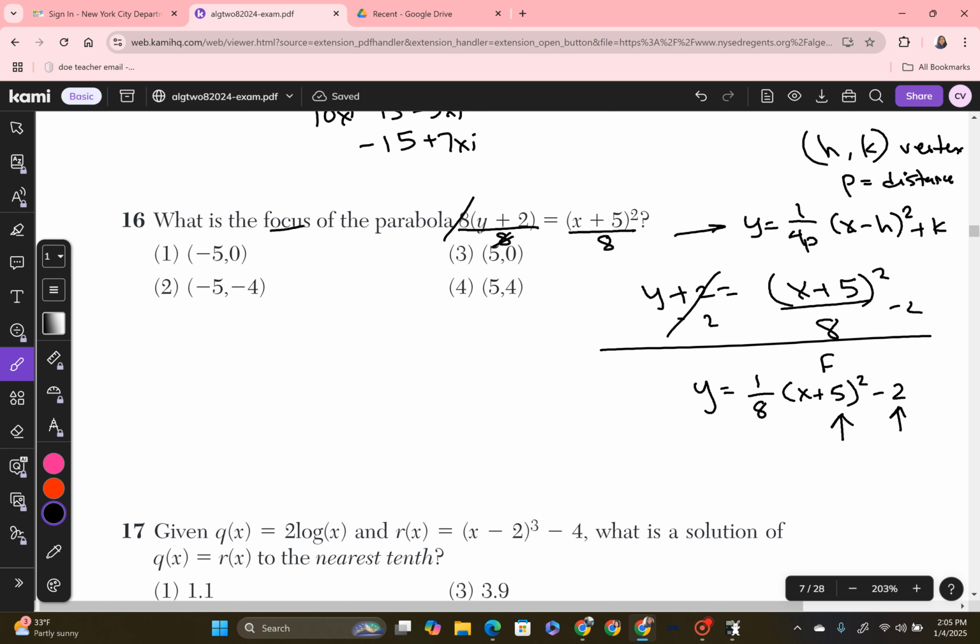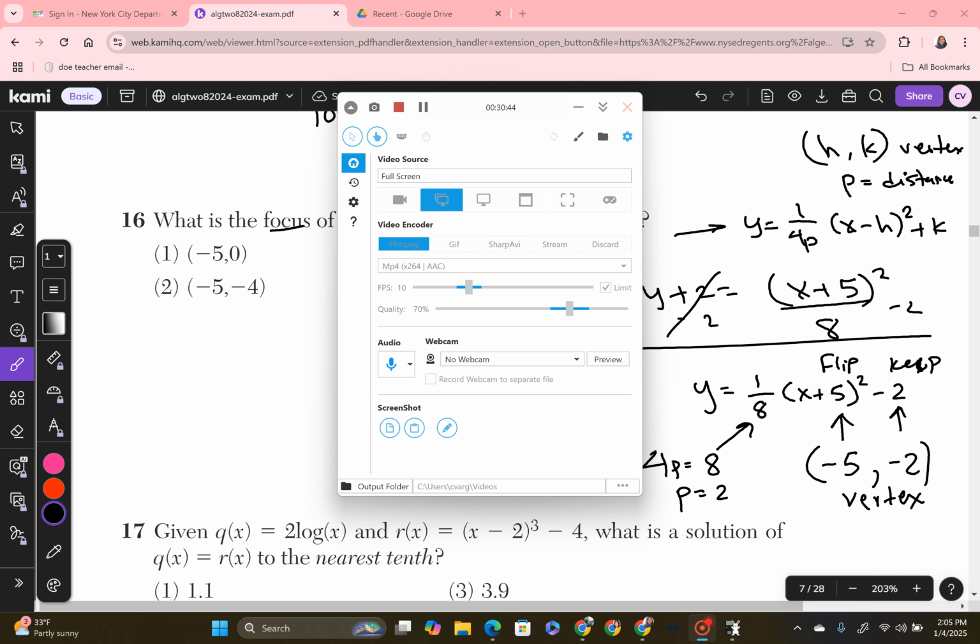All right, so this is enough for me to get my h and my k. The first one flips, I flip it, and then I keep the second one. So the opposite of positive 5 is negative 5 because I flipped it, and I keep the second. So negative 5, negative 2 are the coordinates of my vertex. You see how it's 1 over 4p? So 4p is equal to 8. How do I get p? Divide both sides by 4, so p is 2. At this point, we should stop and find a sheet of graph paper.